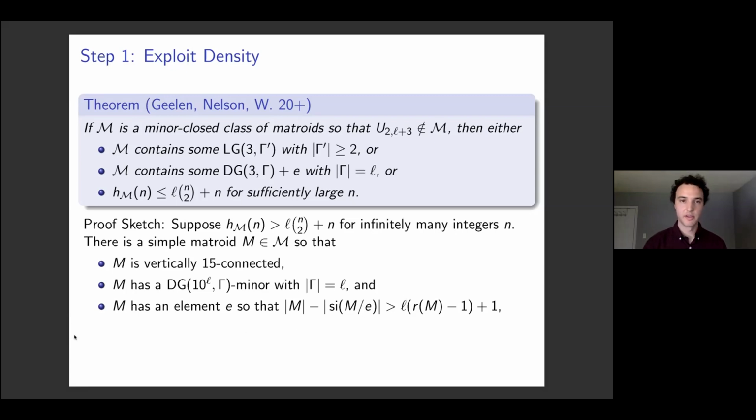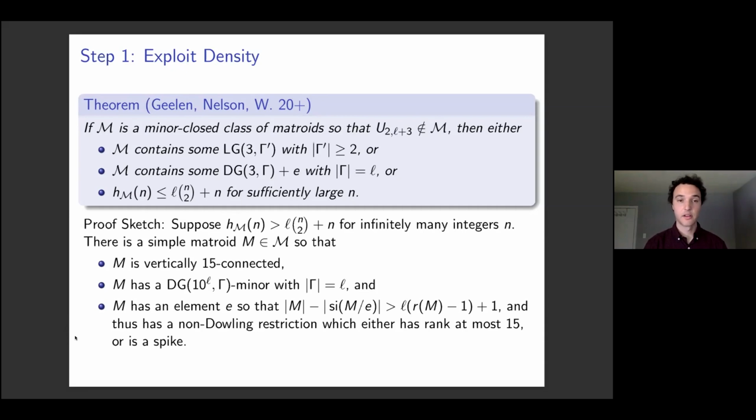And this element E, it's not hard to find. You can just take M to be minor minimal with respect to this density, essentially. And then it turns out that just this density assumption on E can get you a lot of structure. So here's what we prove.